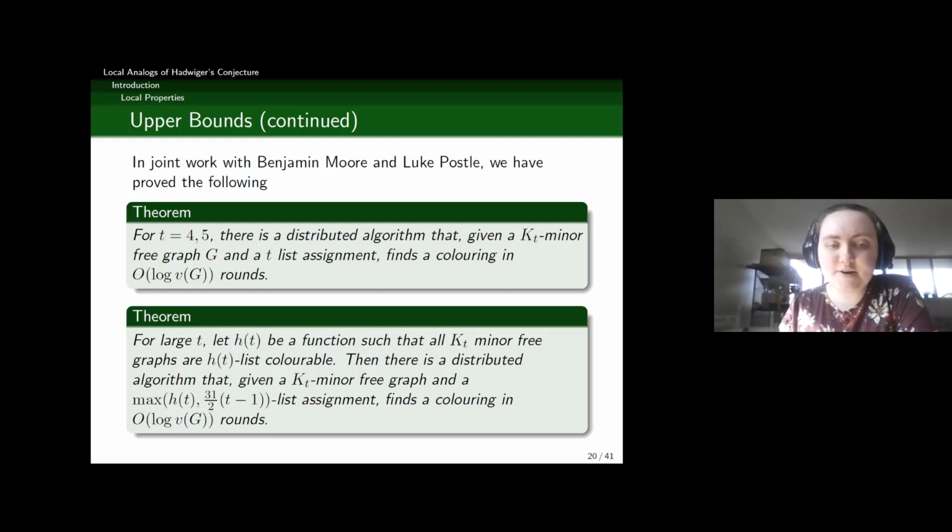Then there is a distributed algorithm that, given a K_t minor free graph and a 13 times the maximum of h(t) and 31 halves (t-1) list assignment, finds the coloring in big O of log V of G rounds. So this here, the current best known h(t) is big O of t (log t)^6. But hopefully that will be improved in the future.